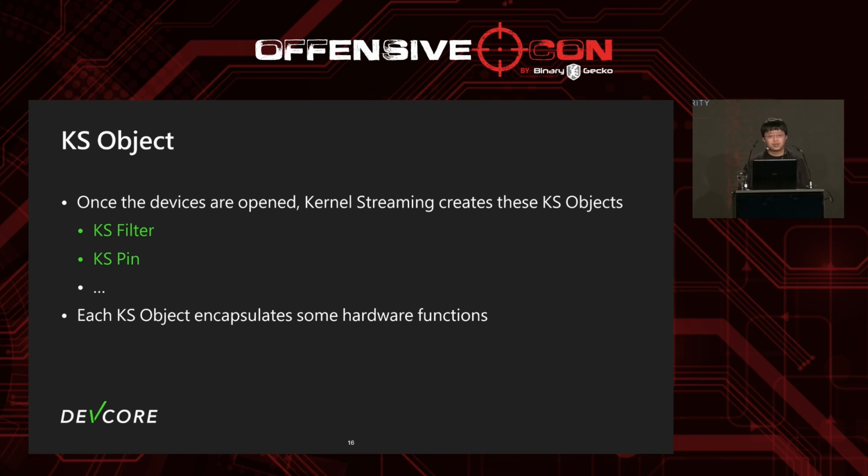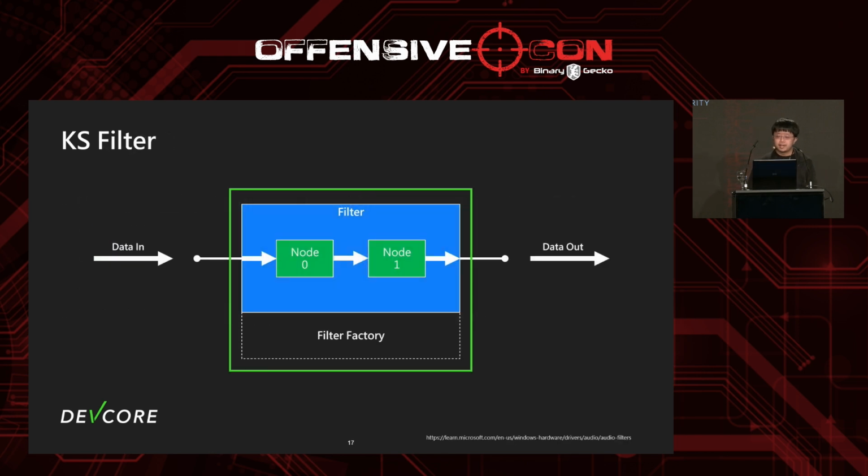Among them, the most important are the KS filter and the KS pin. A KS filter usually represents a device or a specific function of a device. When we open an audio device, in most cases, it corresponds to a KS filter, which is the green box in the diagram. When reading data from the audio device, it reads into the filter from the left, processes through several nodes, and then outputs from the right. It usually ends up in your RAM.